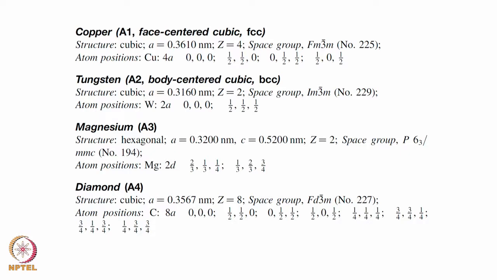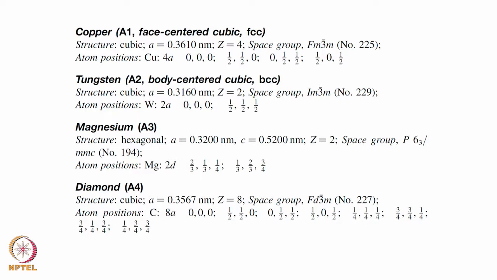Now if you look at it, how is the information available in the literature? Like copper: if you look into many of the books, Pearson's handbook and others, you will find copper. There are many ways in which these crystal structures are represented. A1 is the one that is being followed.